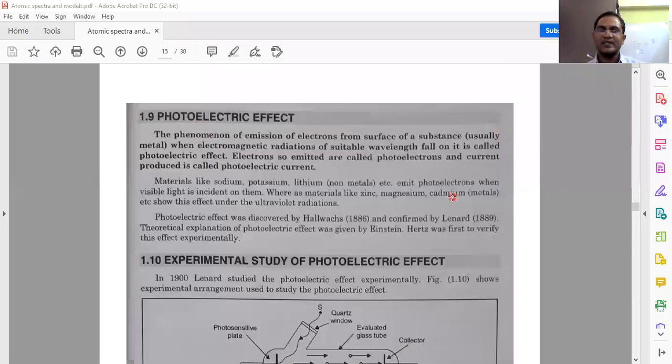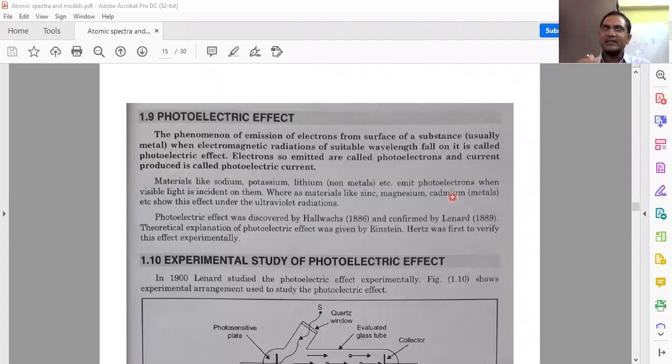Photoelectric effect. So what is meant by photoelectric effect? This is a metal. When light of sufficient energy is incident on the metal surface, the electrons will be ejected out. That phenomenon is called the photoelectric effect. It is the phenomenon of emission of electrons from the surface of a metal when electromagnetic radiation of suitable wavelength, frequency or energy falls on it.